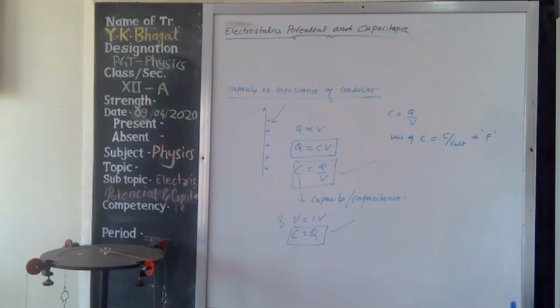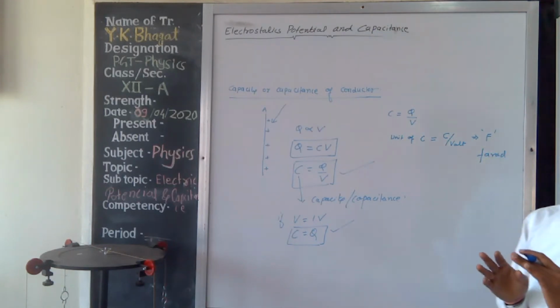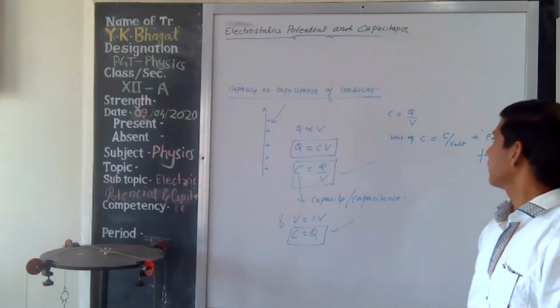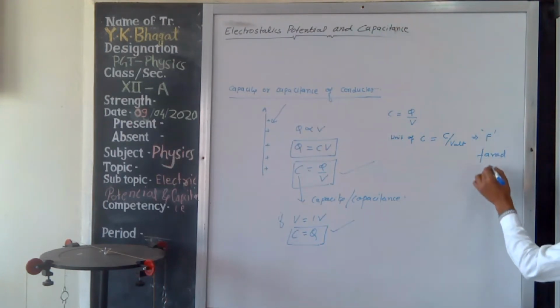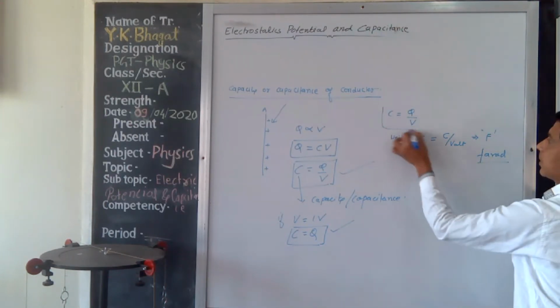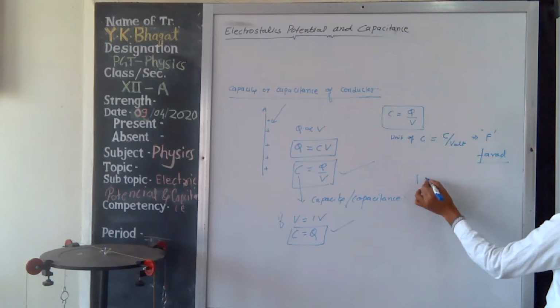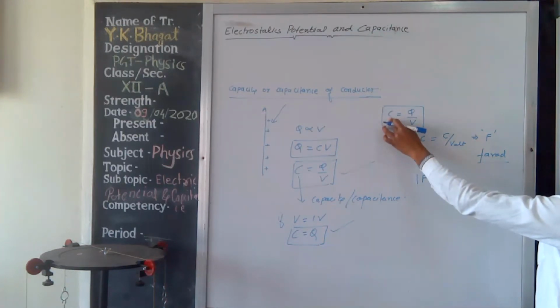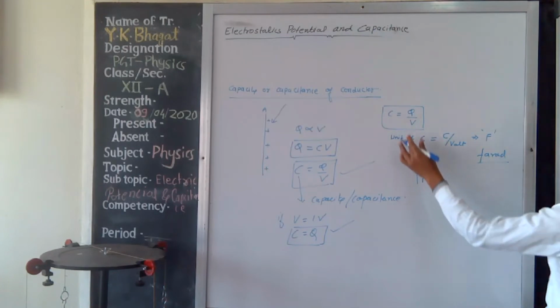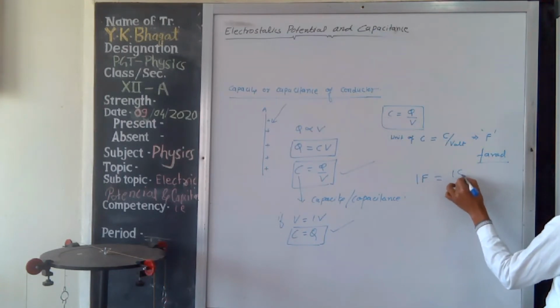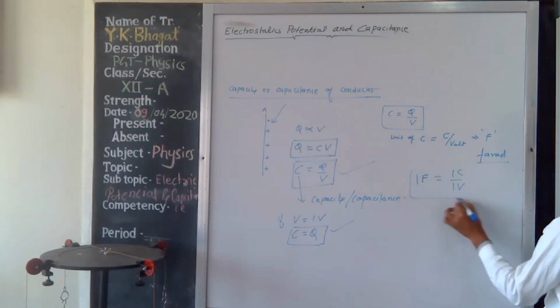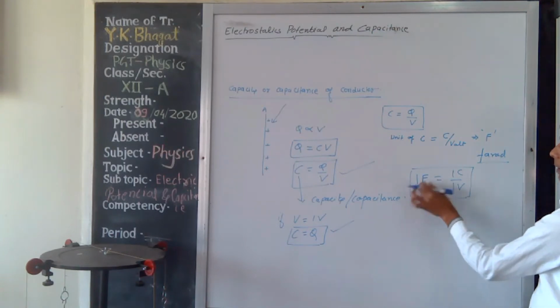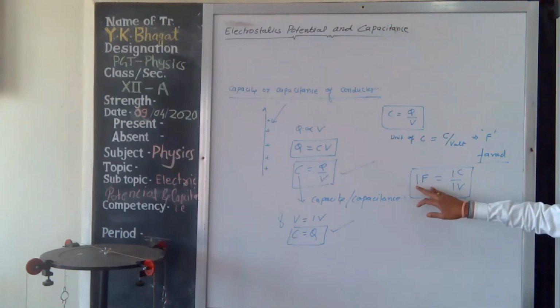Then the SI unit of capacity is farad. Now we define the unit of capacity, that means define 1 farad. From this equation, its unit is farad, coulomb, volt. Then 1 farad equals 1 coulomb upon 1 volt. Then easily we can define what is 1 farad.